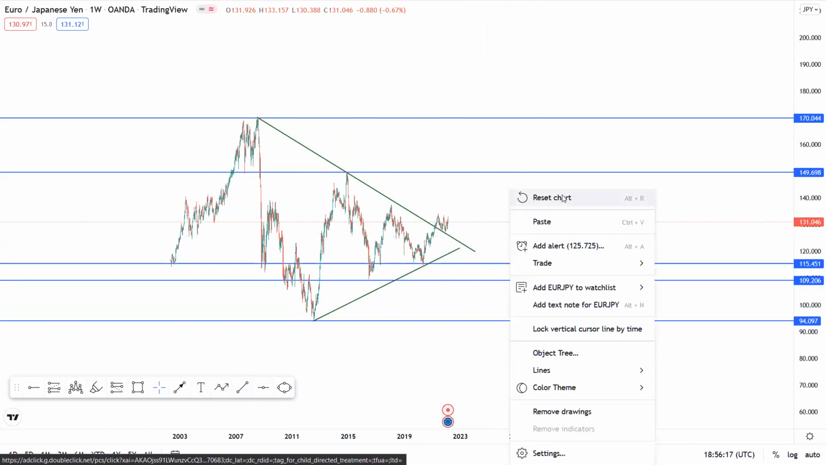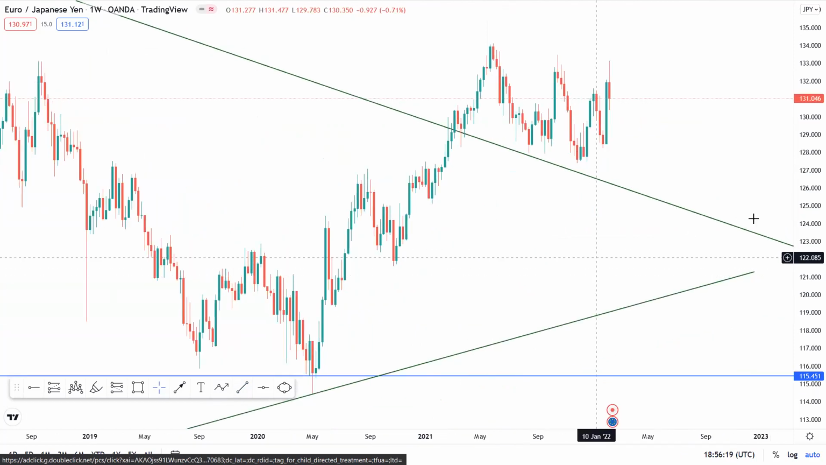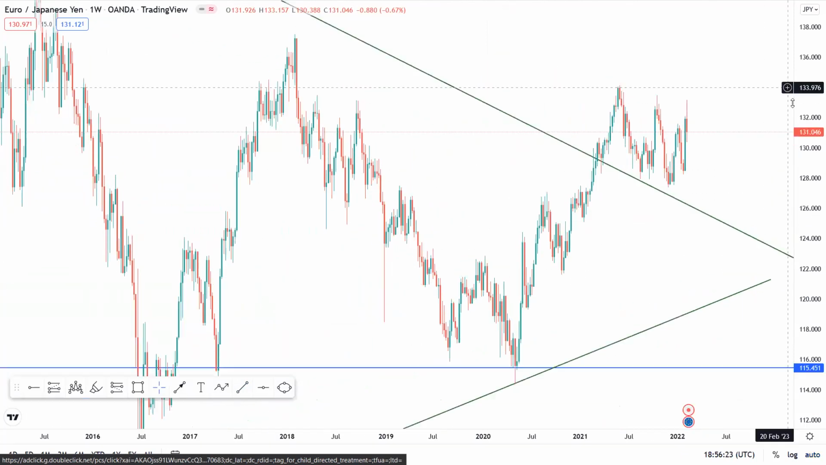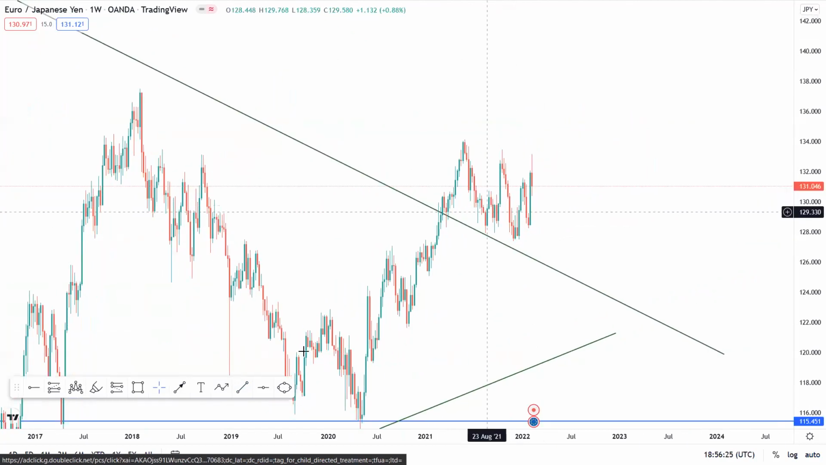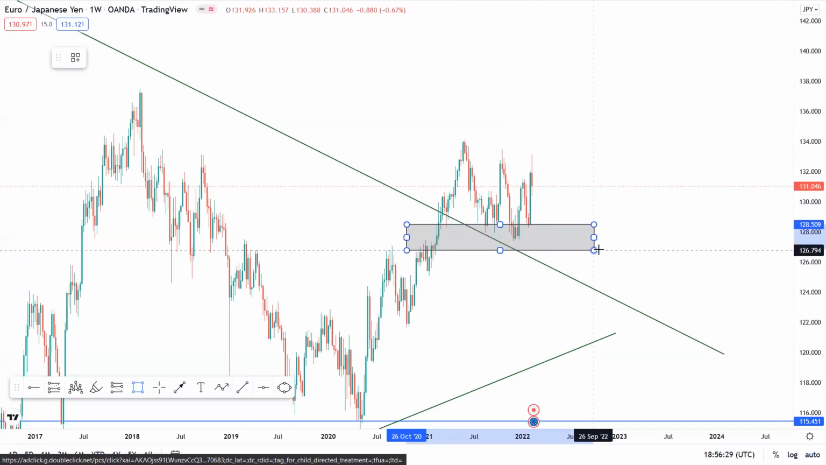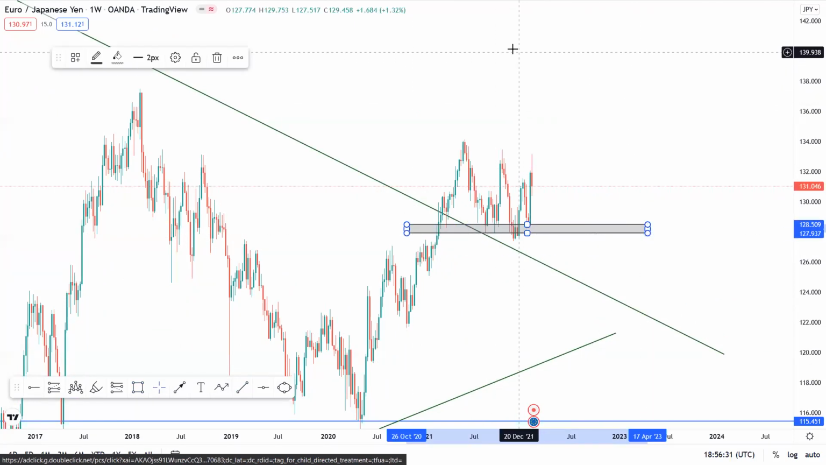So I'm going to reset the chart now. After resetting the chart, I need to understand that basically here, it was a sort of retest at this position here. This was my retest.